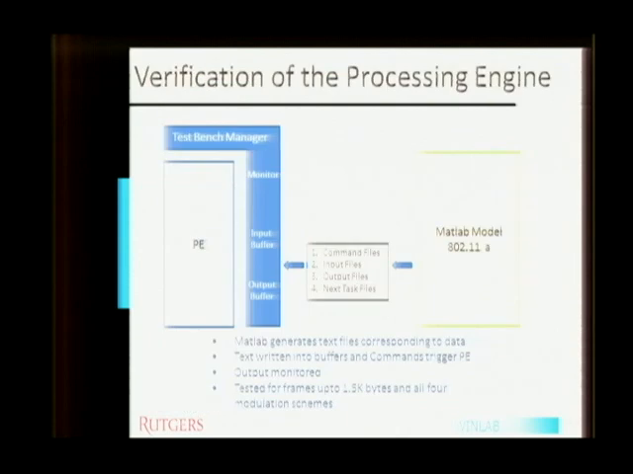This slide will tell you how we tested the processing engines. We had the MATLAB model that generated all the files required for the input and output buffer. These files mimic the input and output buffer. The testbed manager here mimics a UCM type system where it triggers and sends the input to the processing engine. And then once the data is modulated, it writes the output buffer and it's compared with these output files. This way we have tested the modulator and demodulator for all modulations up to the 1.5 kilobyte range. In this case, for 1.5K, around 22 chunks go for BPSK.